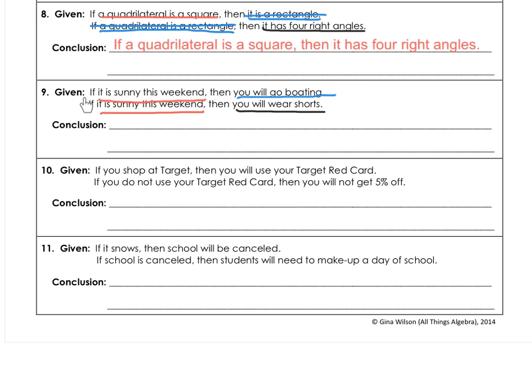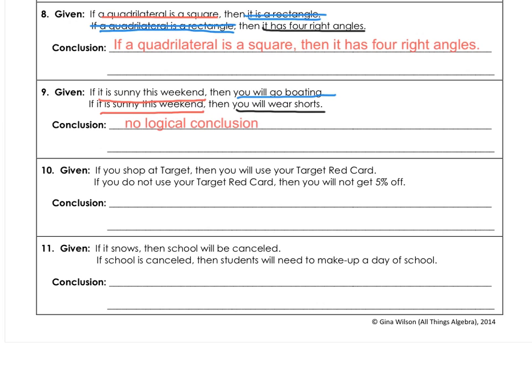So all we can say from here is if it's sunny, then we'll go boating and wear shorts. But that doesn't allow us to draw an immediate conclusion from this to this with leaving out the whole going boating portion. Anyway, so our answer to this is no logical conclusion.